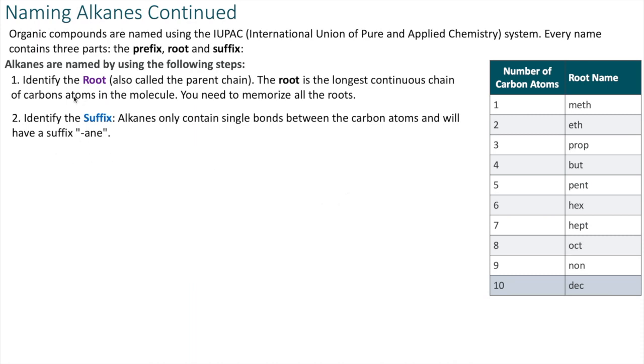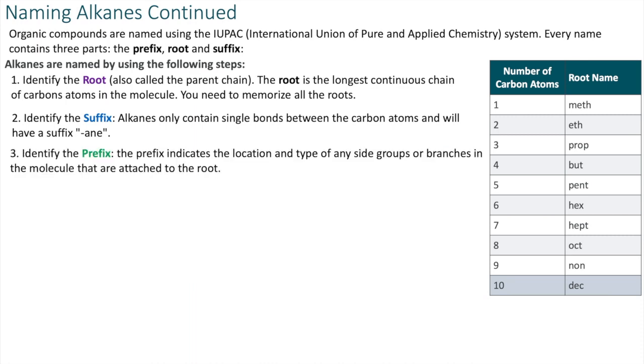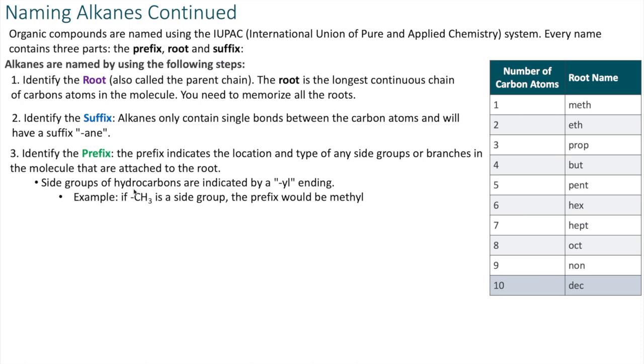Then we identify the suffix, and alkanes only contain those single bonds between the carbon atoms, so they'll have the suffix -ane. Then we identify the prefix, and the prefix indicates the location of any side groups that are coming off of that main parent chain or main root. If the side group is a hydrocarbon, we'll add -yl to the ending. For example, if we had a 1 carbon side chain, then it would be meth-yl. That side group just gets that -yl denotation at the end.